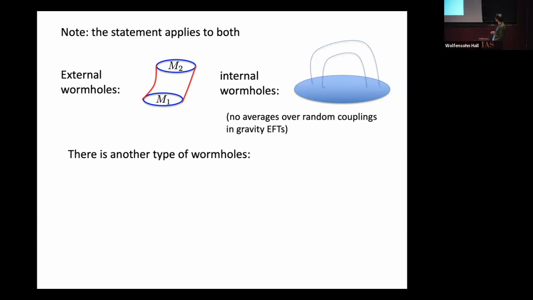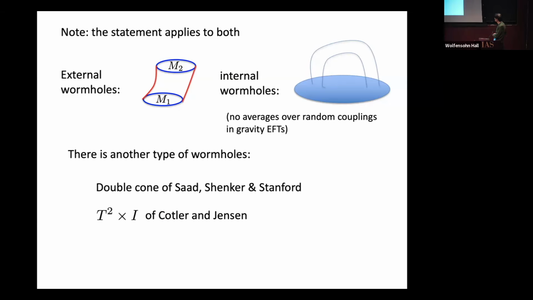So there's also another type of wormhole. For example, the double cone of Saad, Shenker, and Stanford, and the t-squared integral of Cotler and Jensen. Those wormholes are a little bit different in nature. The first one is more like a complex saddle for a Lorentzian observable, a complex Lorentzian saddle.